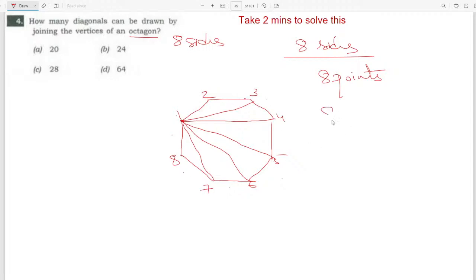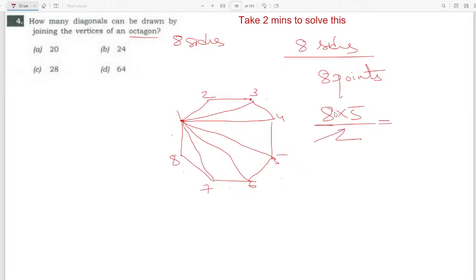So you have 8 into 5. 8 5s are 40. But one more catch is it will be double counting. For example, now we are considering only point 1, and we have these 5: 1, 2, 3, 4, 5. There are 5 diagonals that we can draw. But this 1 and 3 will be counted again when we consider 3 here. So this is double counting. So we divide this by 2. So this is the number of diagonals that can be drawn.